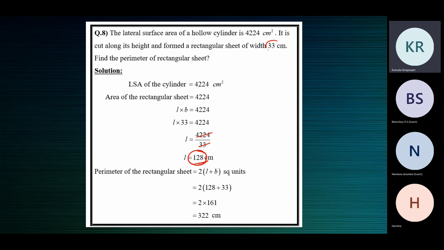The breadth of the rectangular sheet is already given. The length we now found, the breadth is already given. So we have to find the perimeter of the rectangular sheet. Perimeter of the rectangular sheet is equal to 2 into L plus B units. So length is 128, breadth is 33. Substitute and find the perimeter.